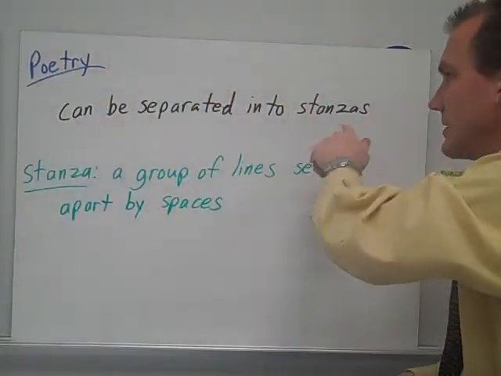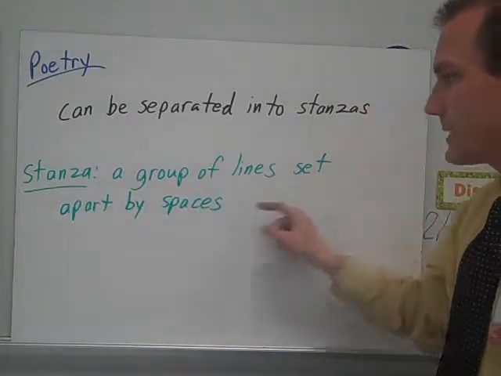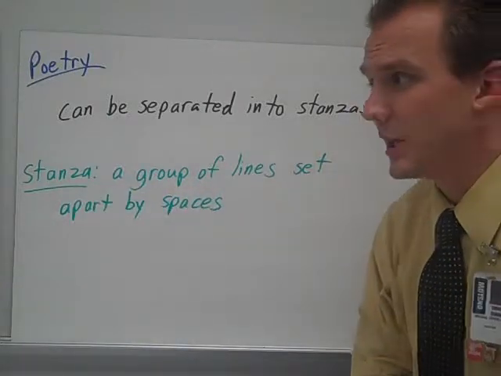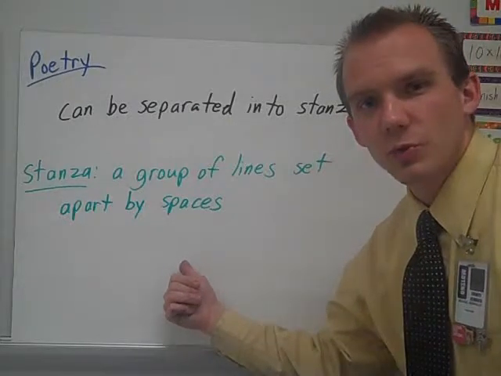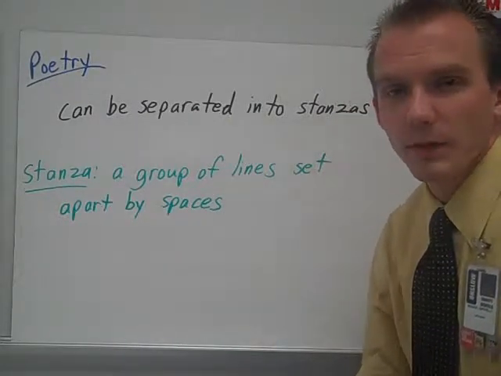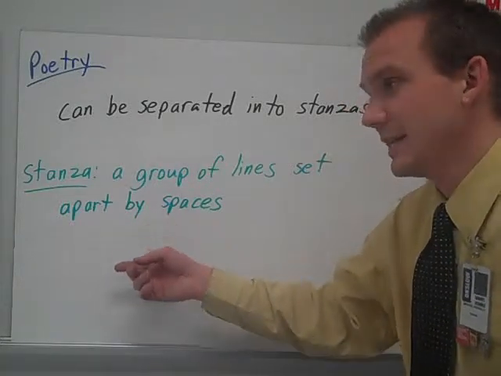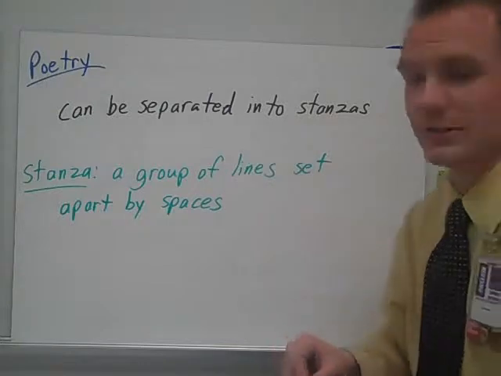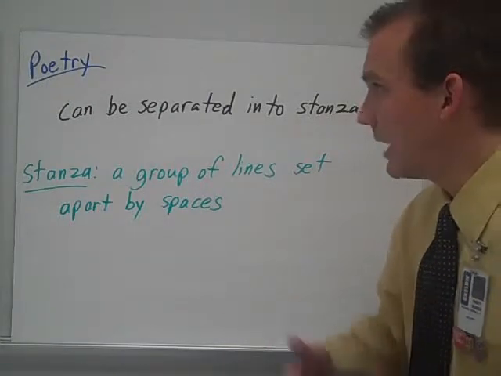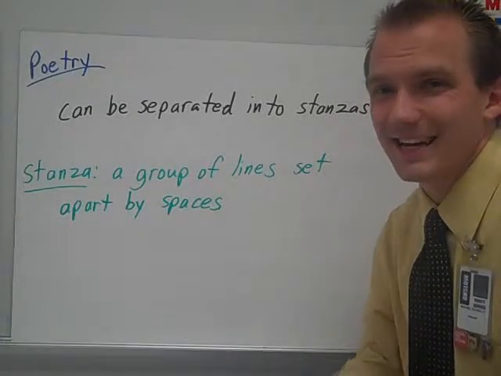Poetry can be separated into stanzas. So a group of lines set apart by spaces is a stanza. I think of this as similar to a story in that stanzas are kind of like paragraphs, but there isn't any rule like in a paragraph where you have to indent. There's no rule for that for stanzas. It's just a group of lines that are set apart by spaces. And with poetry, it's really up to the author's creative interpretation as to how those look.